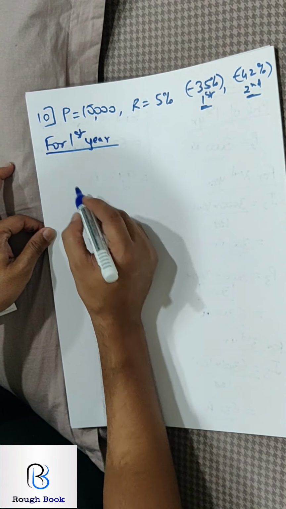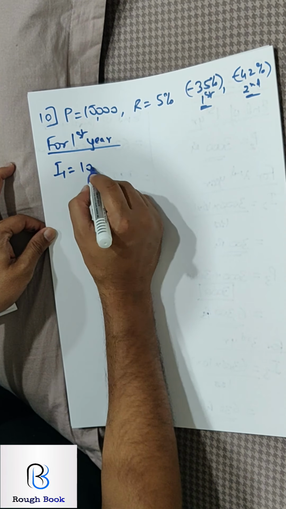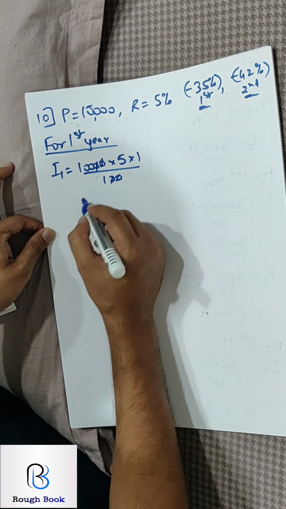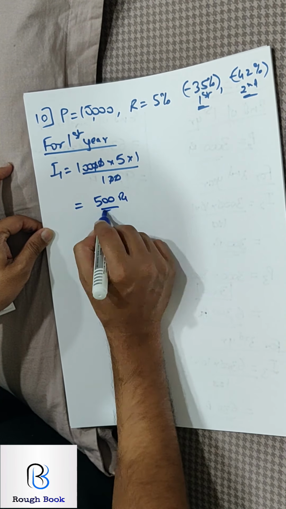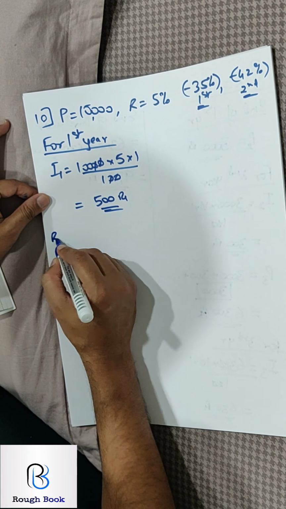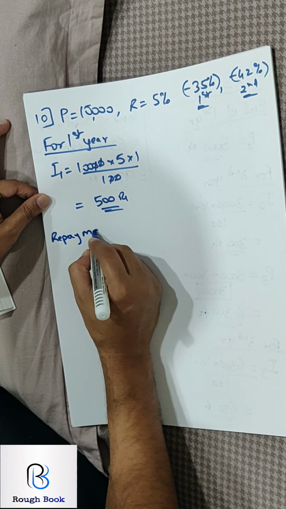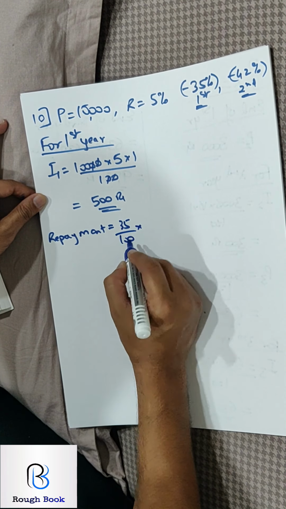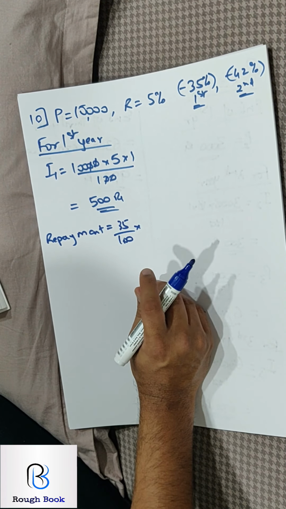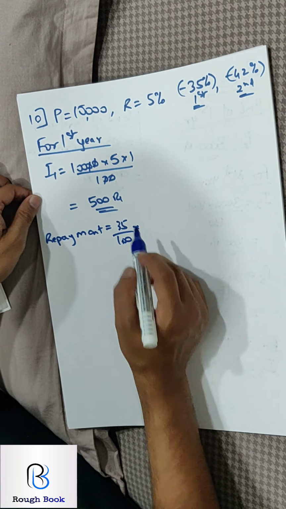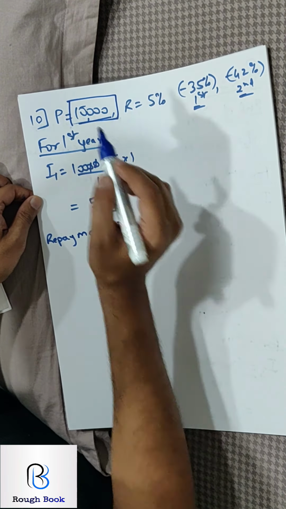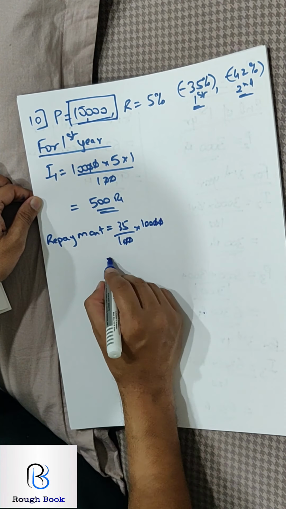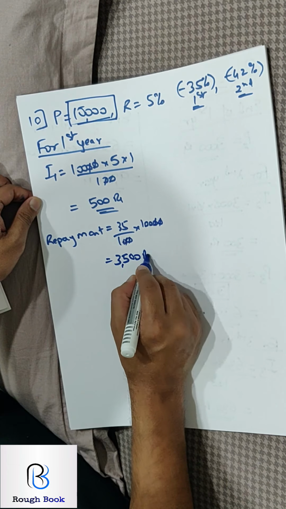For the first year, my interest on 10,000 at 5%, I get 500 rupees. What is the repayment? So the repayment, they said, is 35% of what? Read it again. 35% of the sum borrowed. So what is the sum borrowed? 10,000. So 35% of 10,000, my answer should be 3,500.